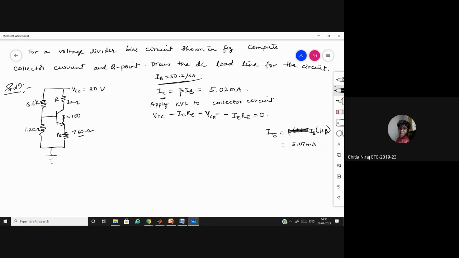Sir, shouldn't IC equal 5.02 microamps, sir? No, it cannot be micro. IC will always be in milli.